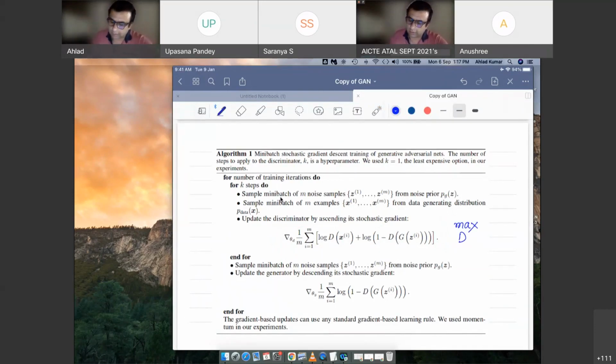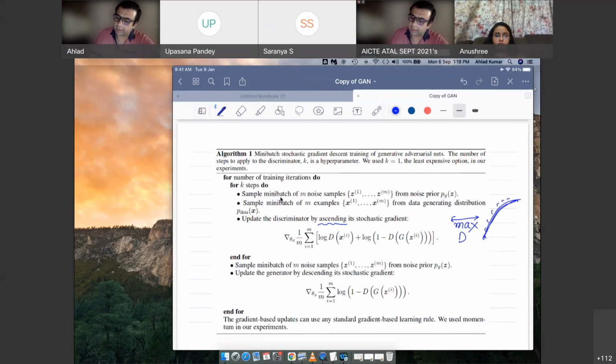So if you recall, our main target was to maximize the loss so that our discriminator should make mistakes in discriminating the real and the fake data. So since we are doing a maximization, that can be done only by ascending the hill, because if you want to maximize a cost function, you have to ascend the hill, and that is done through stochastic gradient ascent. So that's why we have ascending over here.